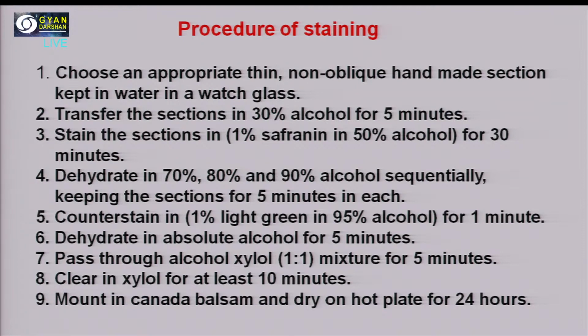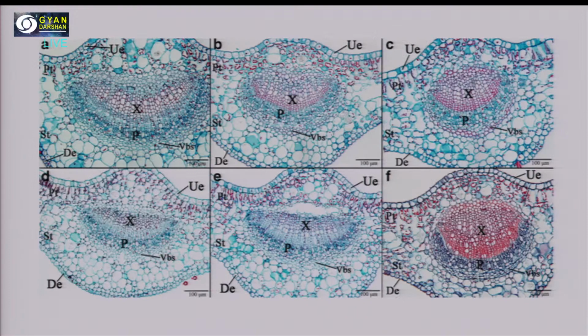all this staining procedure is complete, after all these treatments are done, you take it in a slide, put a cover slip and mount it in Canada balsam for making the permanent slides, and finally you dry it on a hot plate for 24 hours. Next day when you come, you will be able to visualize tissue sections like this.